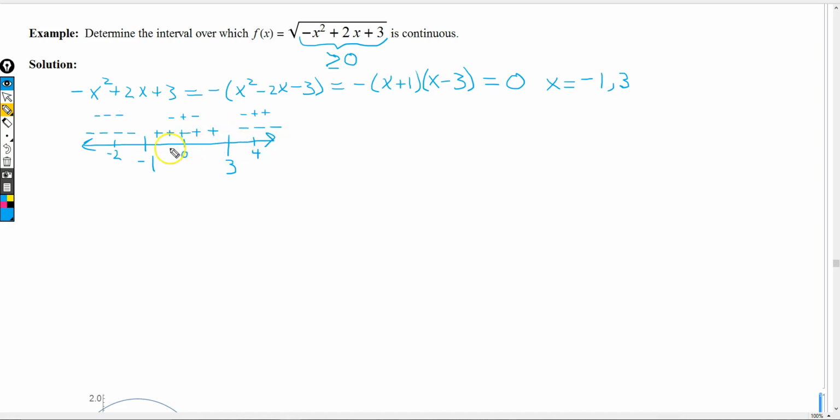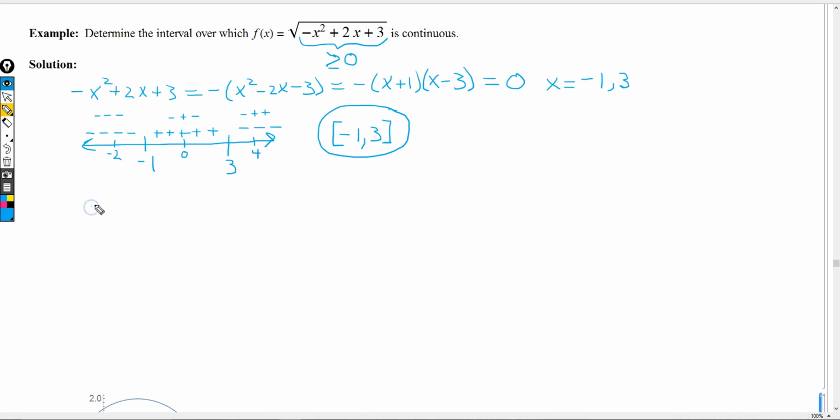All right, so therefore we see that the polynomial is positive from -1 to 3, and that is going to be our interval over which this function is continuous, -1 to 3, with closed brackets. Now that's our answer. And that's all we have to do. But let's actually just verify using the definitions that we just looked at that the function really is continuous over this interval.